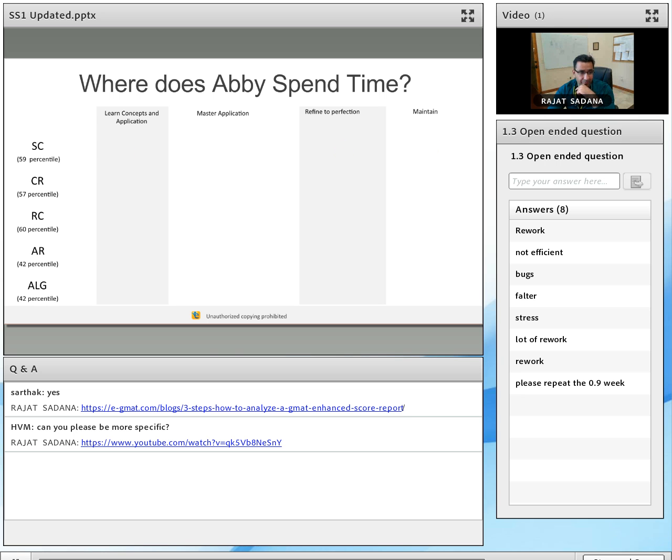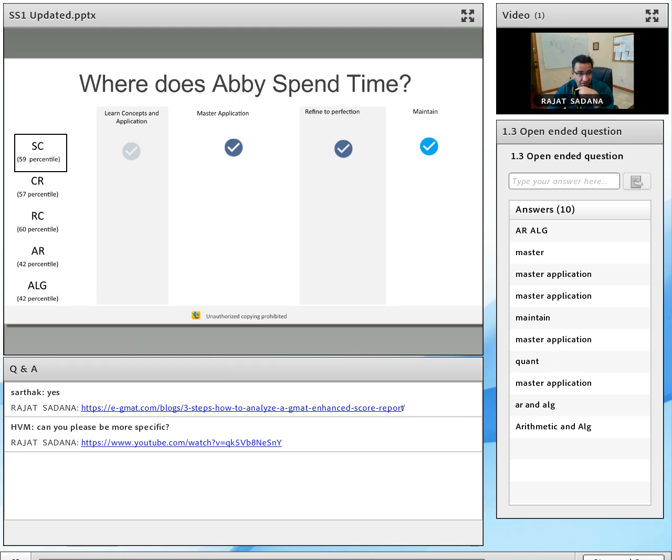So when you think about Abby, and you can see her percentiles over here, where do you think Abby needs to spend her time? You saw that chart before. Where do you think Abby needs to spend her time? And in sentence correction, where do you think Abby needs to spend her time? All right, good. Master application.